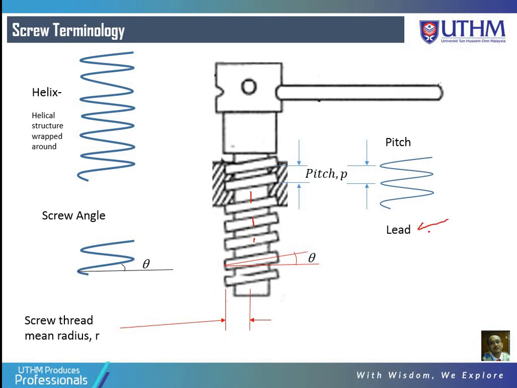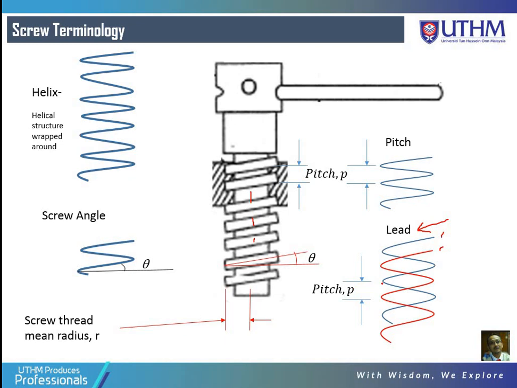Meanwhile, lead is, if you are considering two starts of a thread, let's say this is the first start and this is the second start, which means that within one screw there are two helical structures wrapping around the screw. Pitch is measured from peak to peak of the thread. Meanwhile, lead has a formula: lead L is equal to the number of studs, in this case two, times the pitch distance. Okay, all right.